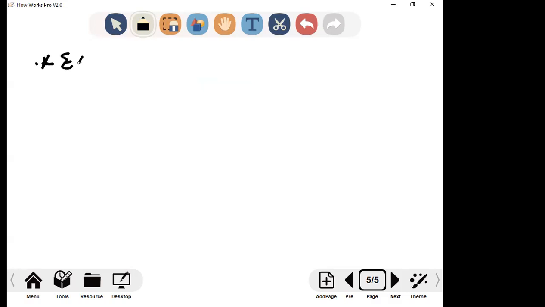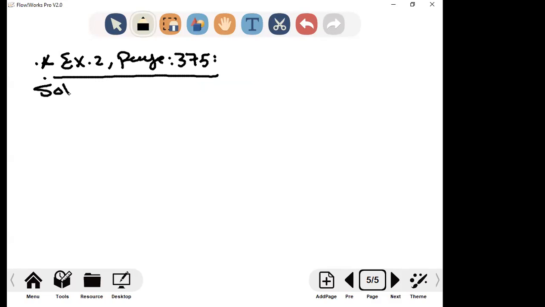Yeah, example 2, page 375. Solve 4.7x minus 3.25 less than or equal 10.85. Here, what's the difference? We have some decimals, right? We deal with decimals and the fractions and any type of numbers as usual.